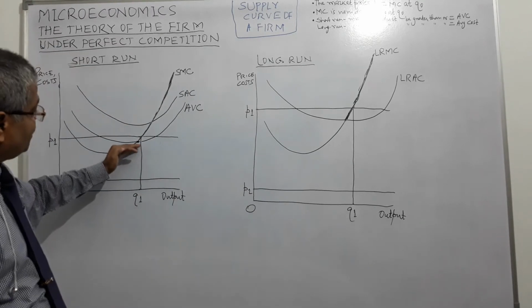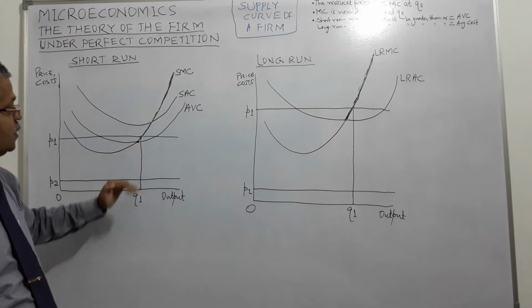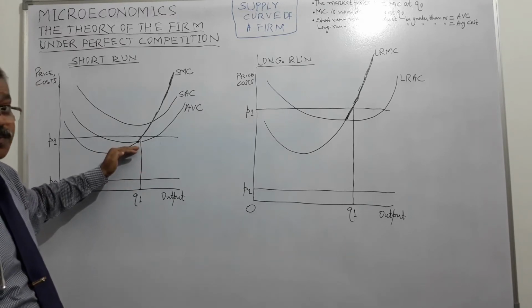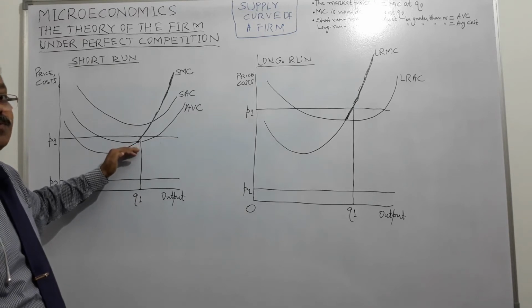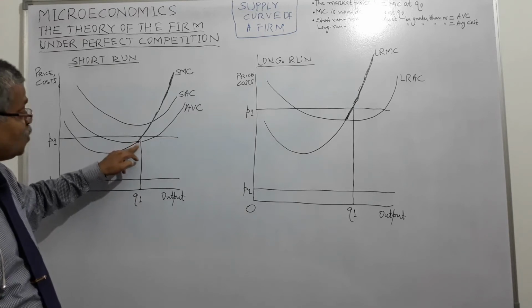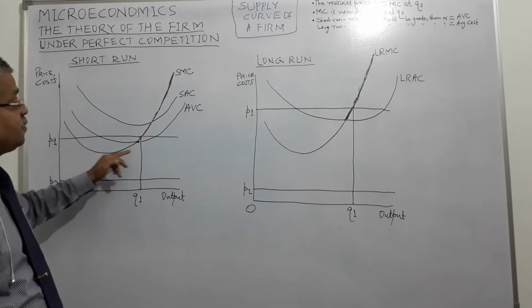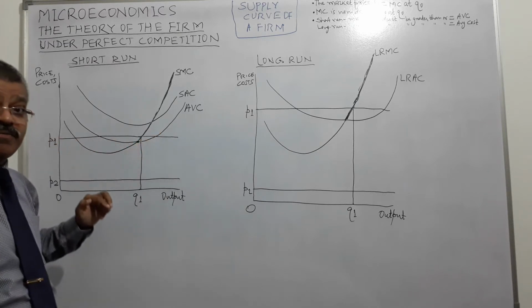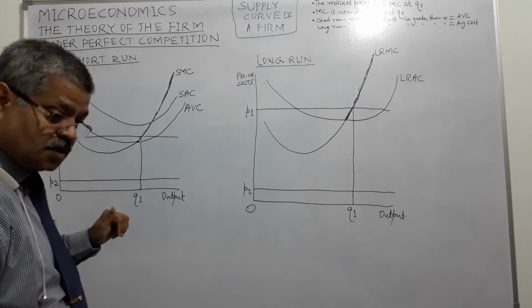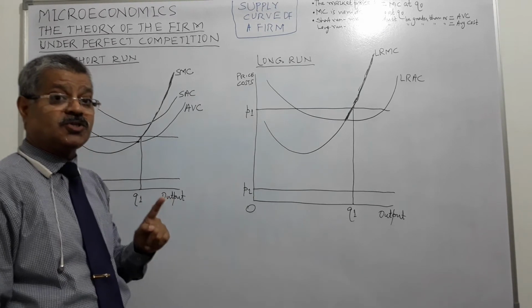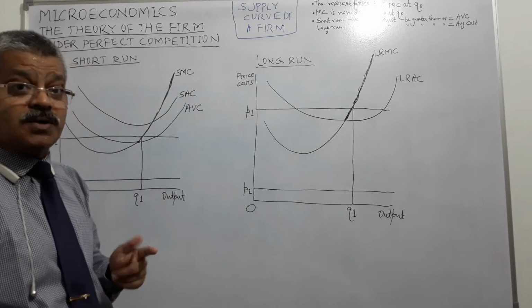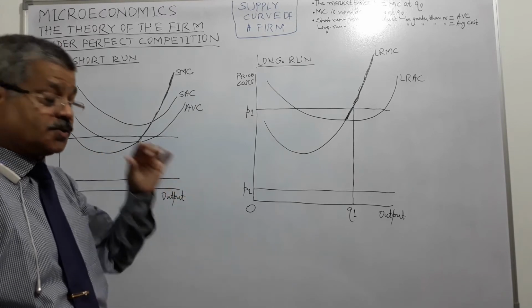The firm will not produce below this point, because if the firm continues to produce, it will incur losses on each unit of production, because below this point market price is even lower than average variable cost. It means the firm is not even in a position to cover variable cost. Let us forget about fixed cost, right?